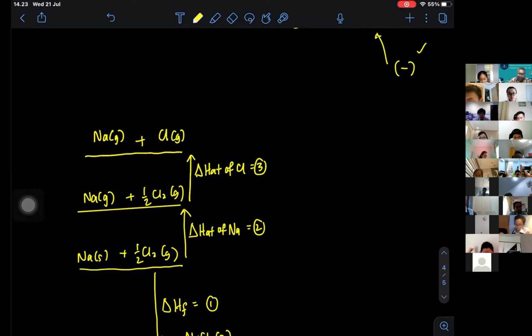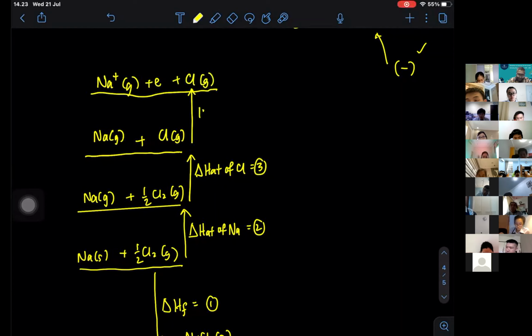Next, we start by making them into ions. Let's start with Na. First, ionization energy. You have Na gas becoming Na plus gas. You are removing one electron, and the Cl will stay. I'm not doing anything with the Cl. So this is the first ionization energy of Na. I'm going to give it number 4, and it is positive. First ionization energy is positive.